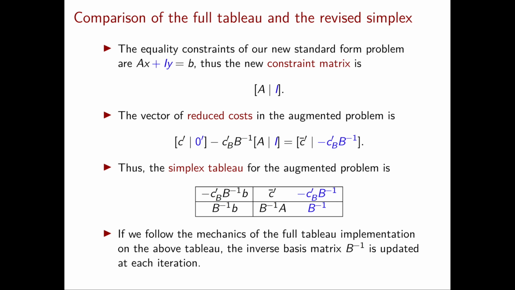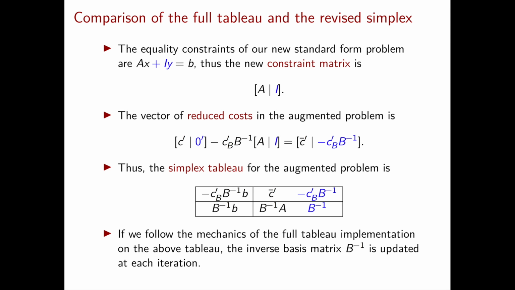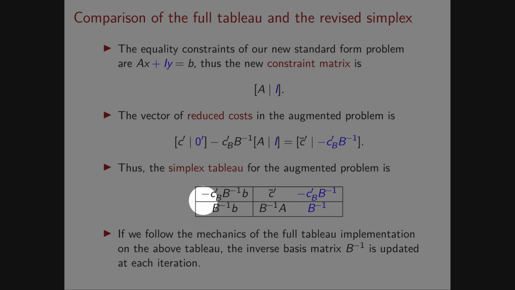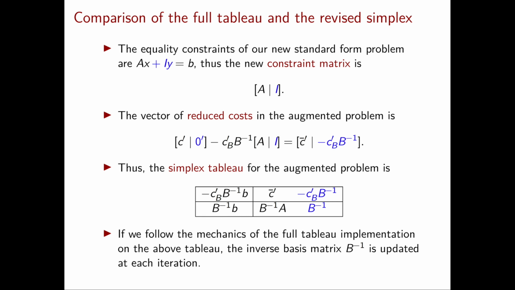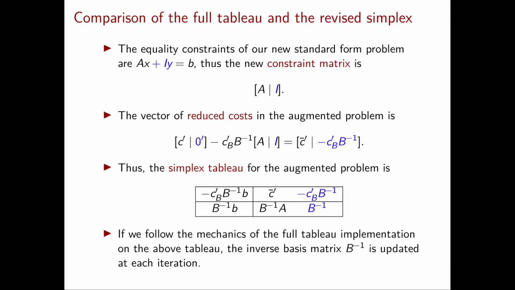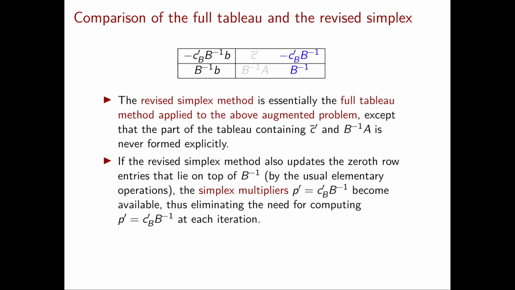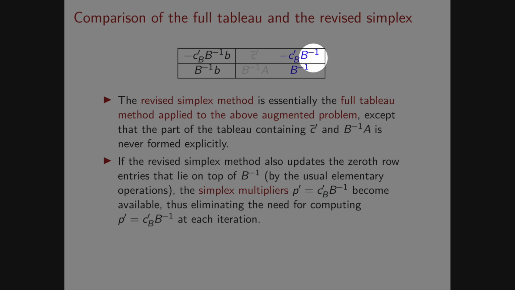The reason we're doing this is that in this m by m submatrix, at each iteration I have explicitly the matrix B inverse. And so this construction gives me a nice link between the tableau and the revised simplex, because if you remember, in the revised simplex at each iteration we explicitly constructed the matrix B inverse. We have just discussed how we can visualize the full tableau method applied to the original problem on this extended tableau.